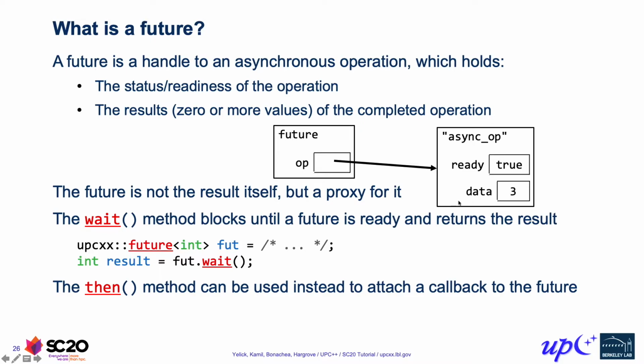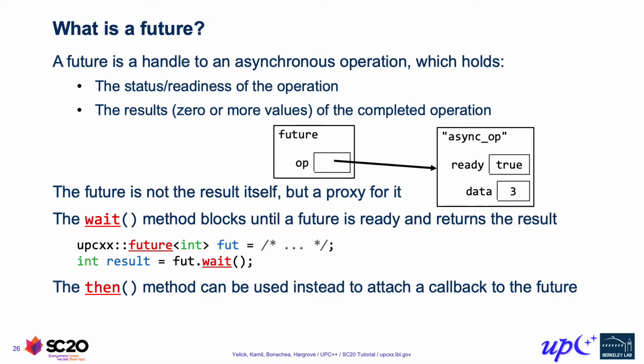In the case illustrated over here, we actually have an int value, and so that corresponds to a future int. If we call wait on it, what that does is it waits for the operation to be ready, and then it also gives us back the result as part of the return. So in this case, if this was the underlying data for the operation, then result would end up being 3.